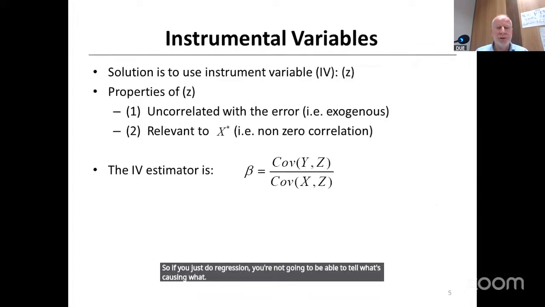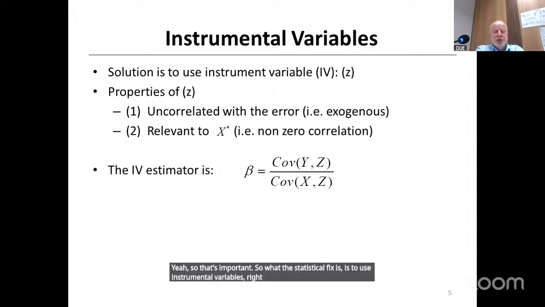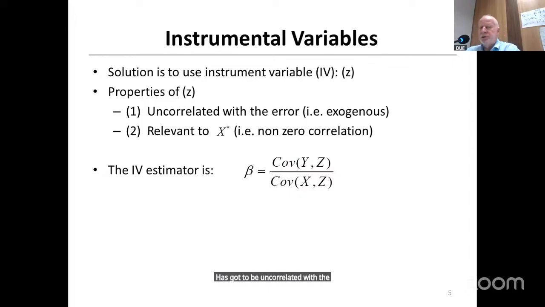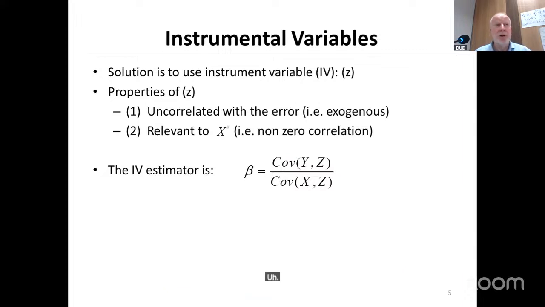Yeah? So that's important. The statistical fix is to use instrumental variables, right? The instrument you use has got to be uncorrelated with the error, that is exogenous, and relevant to the potentially endogenous variable. And instead of the regular estimator, covariance of x with y over variance of x, as you get for maximum likelihood, the IV estimator is covariance of y with z over covariance of x with z.